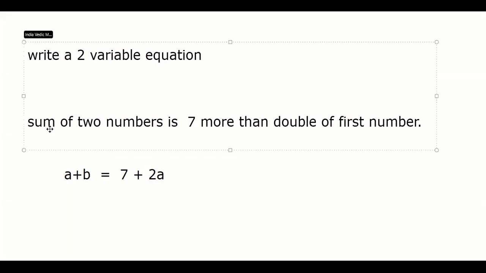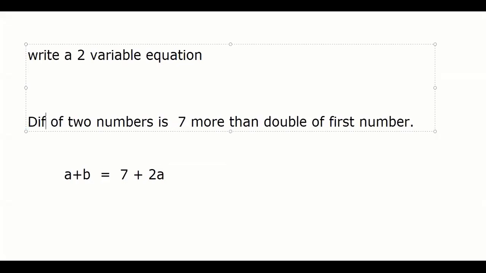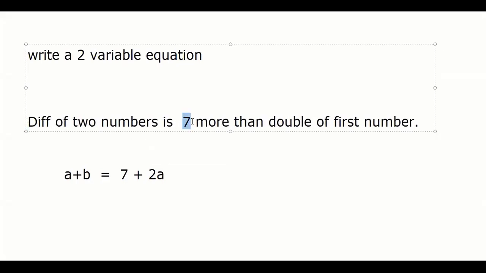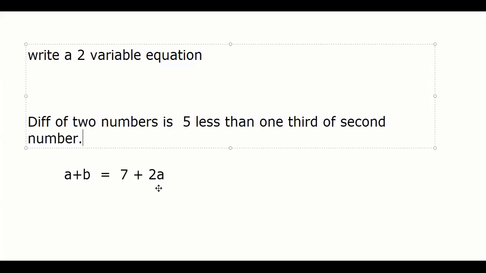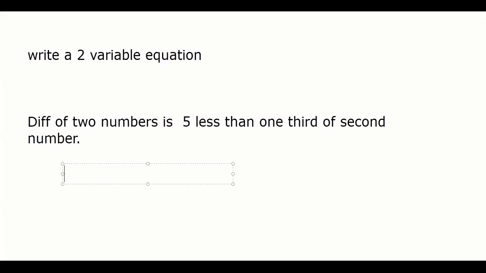If I say the difference of two numbers is 5 less than 1/3 of second number, what will we do? Can everybody follow this? There will be a little confusion here, I know. This equation may be valid or not, that is a different thing, but how will we solve it?